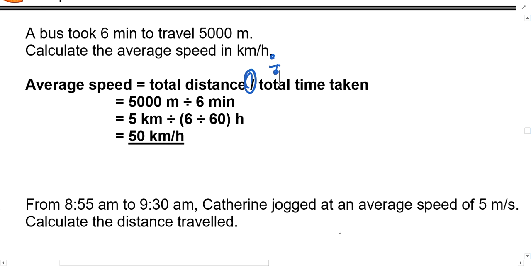Total distance divided by total time. Change your distance from meters to kilometers. So 5,000 becomes 5. And then 6 minutes to hours. So 6 divided by 60 to get in terms of hours. So that's 1 over 10 to get 50 kilometers per hour. Next.